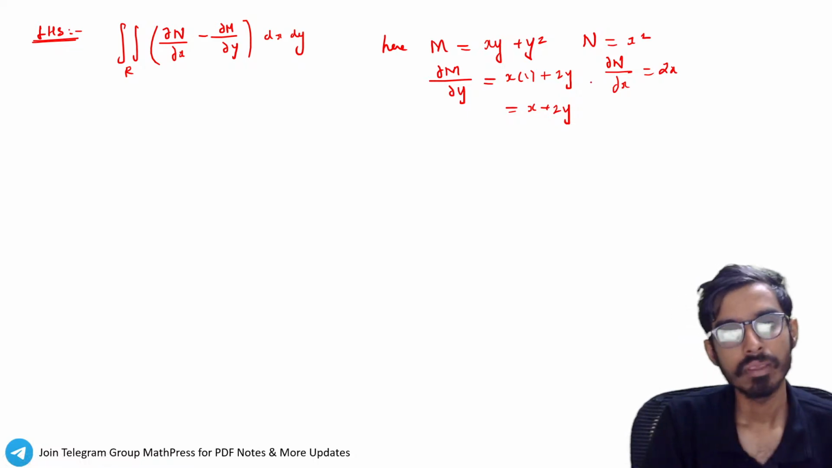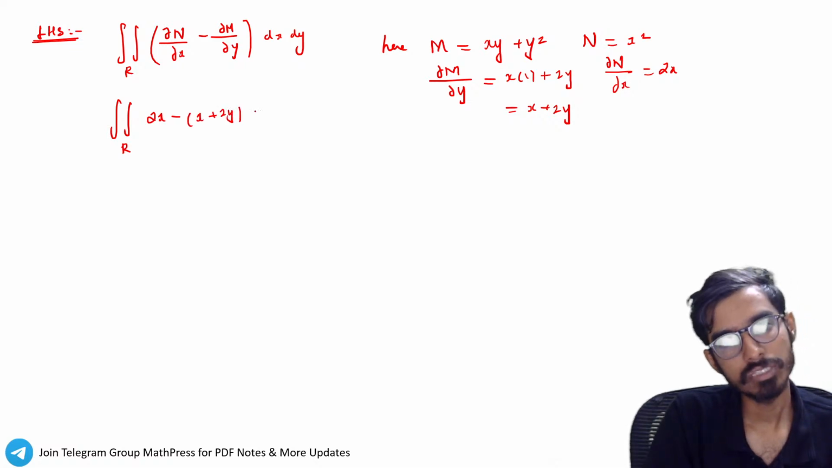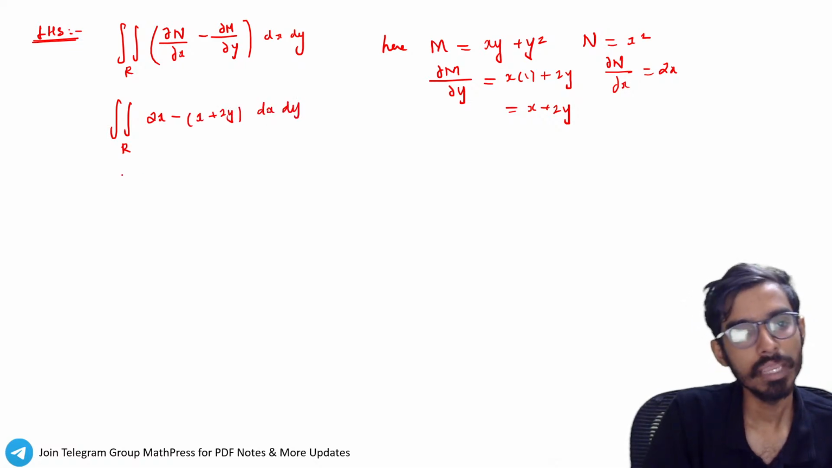Therefore, this will be the integral over R of ∂N/∂x, which is 2x, minus ∂M/∂y, which is x + 2y, dx dy. So the double integral over R: 2x minus x is x, so (x minus 2y) dx dy.